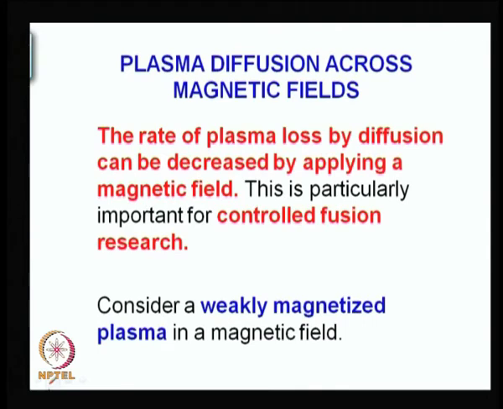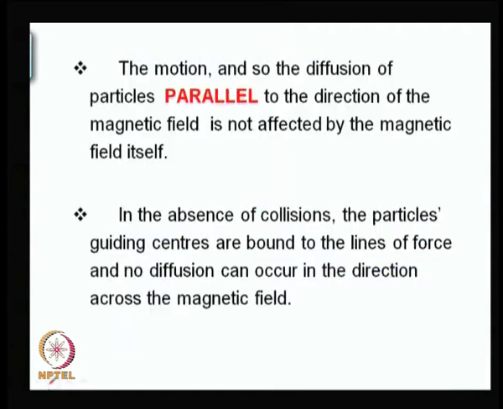Let us first take up the case of a weakly ionized plasma in a magnetic field. Qualitatively, you know that because of the magnetic field, there is the V cross B force on the charged particles in the plasma. So, we can say that the motion, and therefore the diffusion, of the particles parallel to the direction of the magnetic field is not affected by the magnetic field, because the V cross B force is 0 when V is parallel to B.